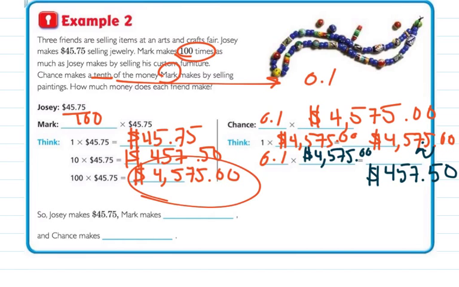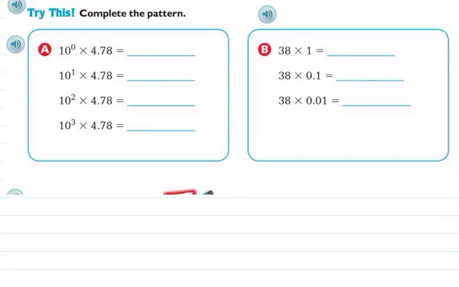left. So Josie makes $45.75. Mark makes $4,575, and then Chance makes $457.50. So boys and girls, we're going to try this and complete the pattern as just one more little exercise that we have. So the 0 power of 10, boys and girls, we know is 1, and 1 times 4 and 75 hundredths is 4 and 75 hundredths.